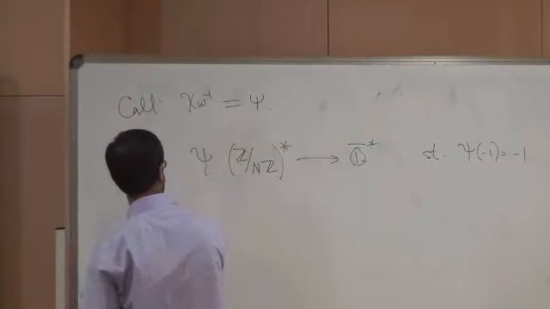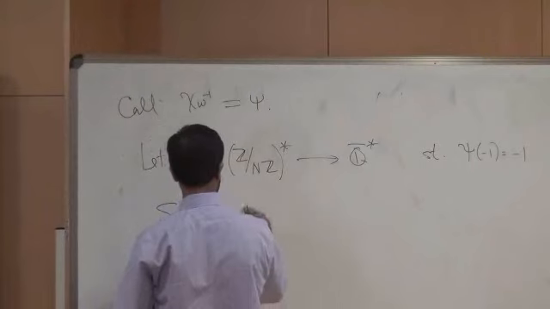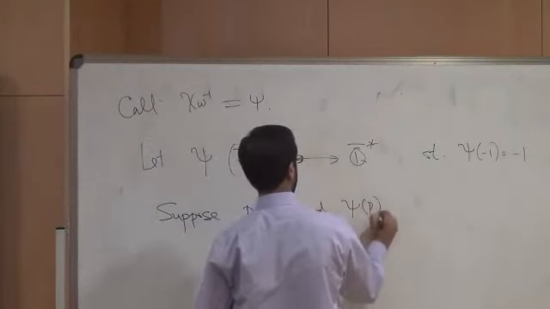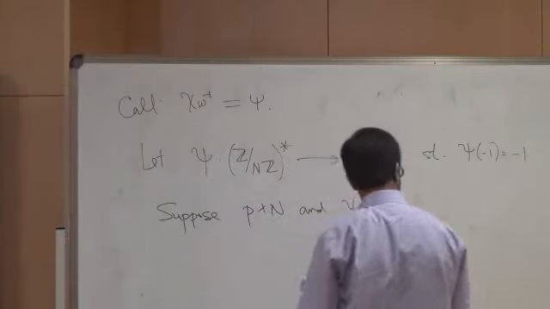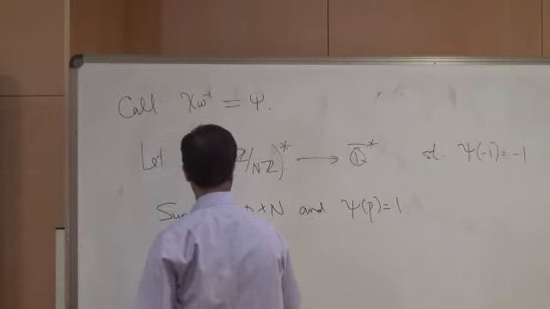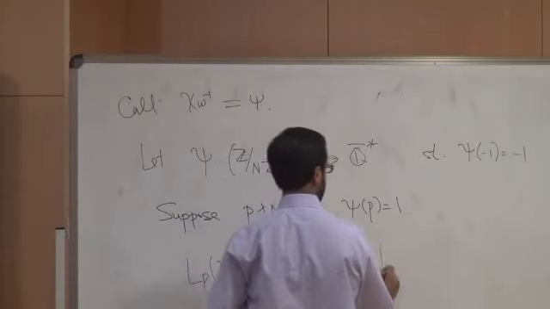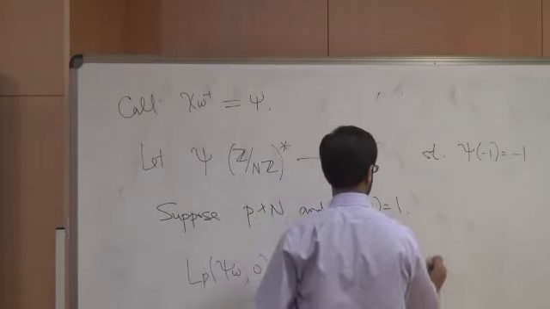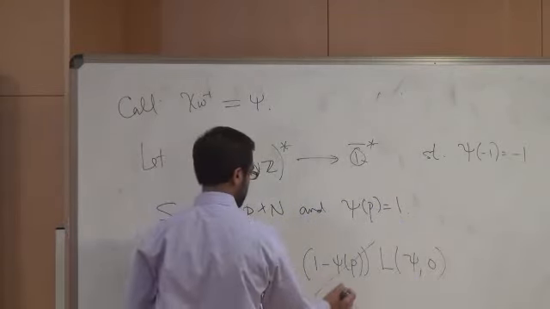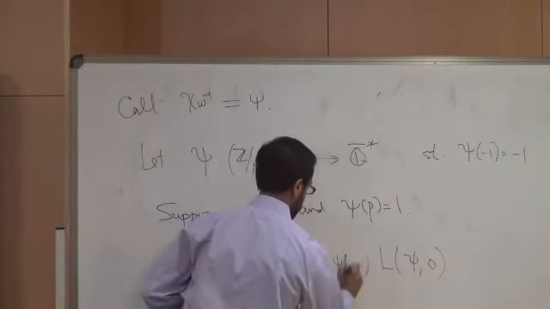So suppose we're in a setting where p does not divide n, and in fact psi of p is equal to 1. So then L_p of chi, which is just psi omega, at 0 is equal to 1 minus psi of p times L of psi at 0. So now this is just 0. I should just say that it's equal to 0.